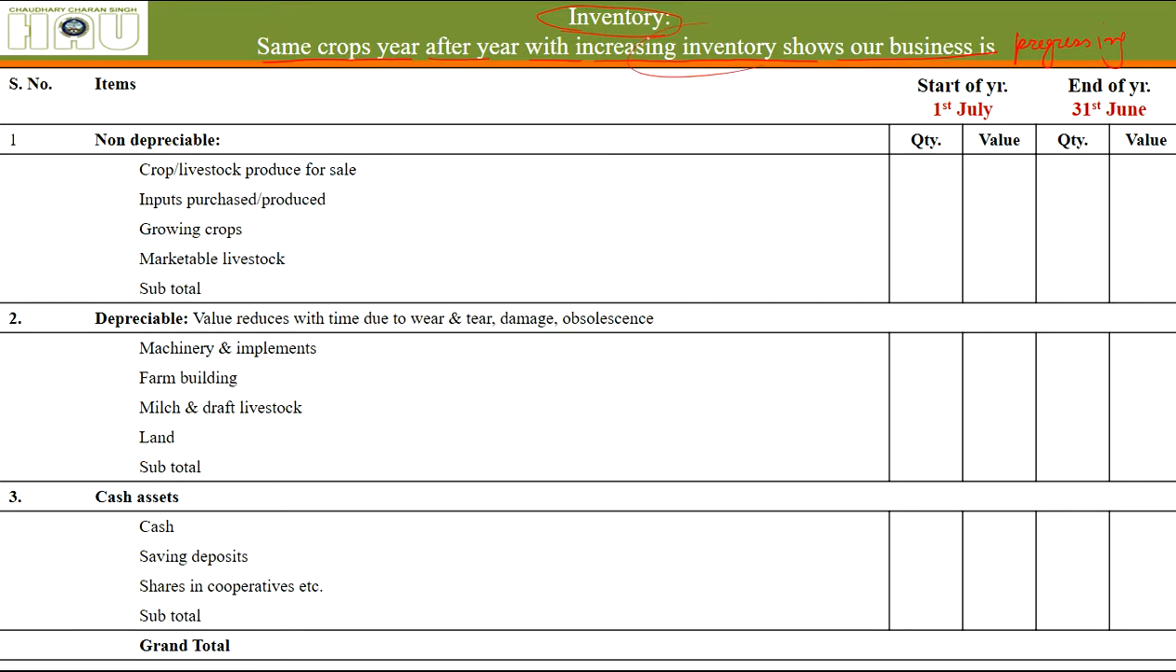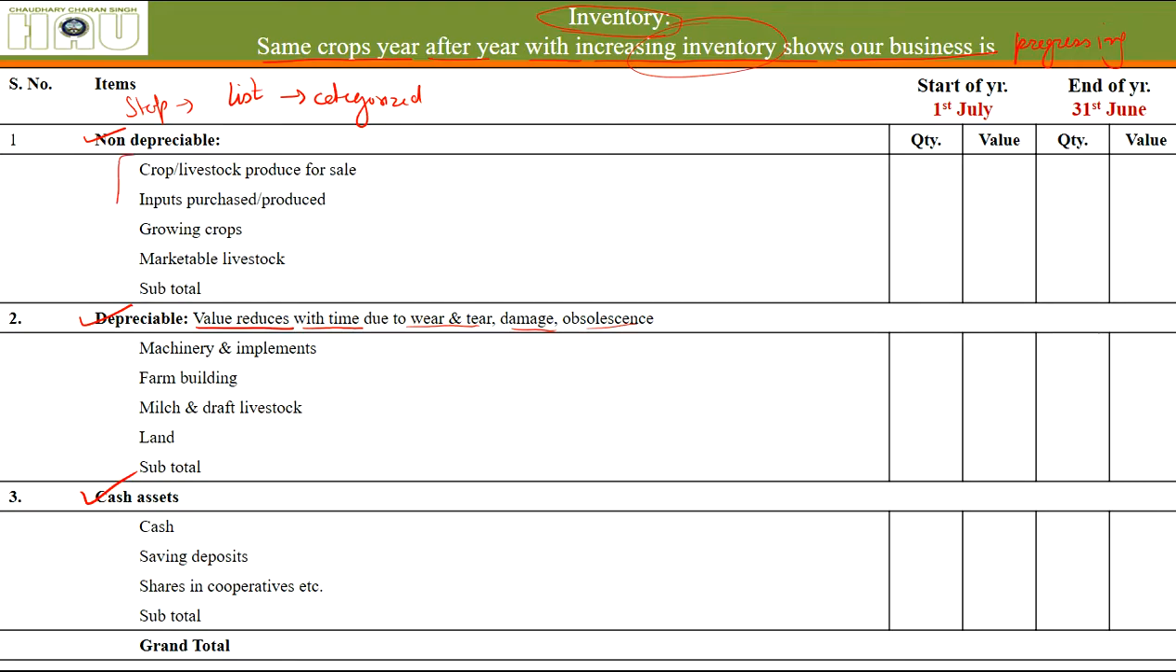Okay, in the end we will have a figure in our hands. I'll be showing you in the next slide that if the inventory is increasing, that means we have more money in our hands. So first of all, step one was making a list. Here we categorized the items in three categories: non-depreciable, where the value does not reduce with time; depreciable, where the value of assets in this class reduces with time due to wear, tear, damage, and obsolescence; and cash assets, whose value does not reduce with time.